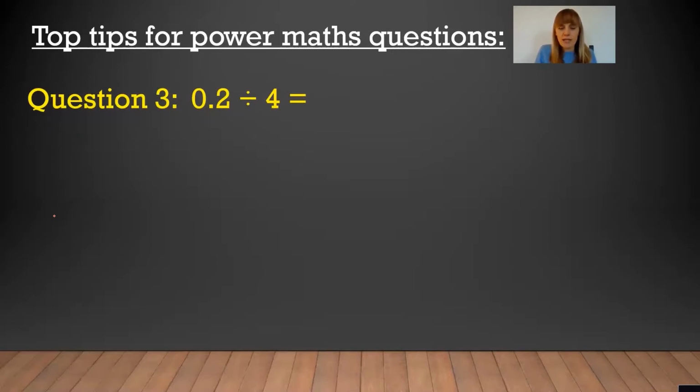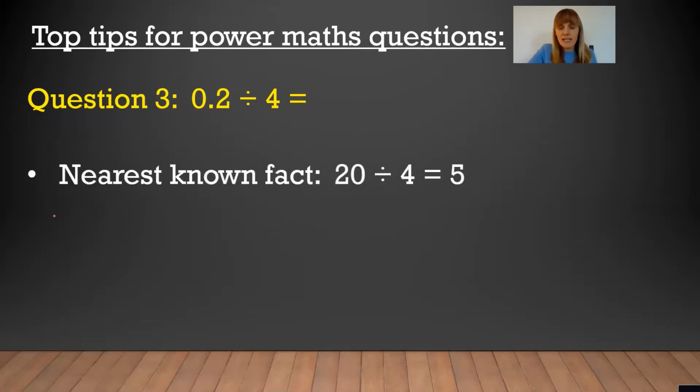Now, when we've been using our known facts, it's been sort of quite obvious how it's working. Now, in this case, our nearest known fact, I think that we know, is that 20 divided by 4 is 5. Now, this time, 0.2 is actually 100 times smaller, isn't it, than 20? Because 10 times smaller than 20 would be 2. And 100 times smaller is now 0.2.